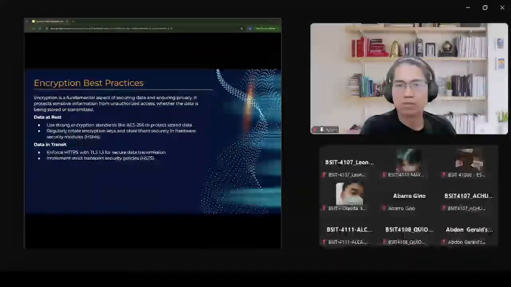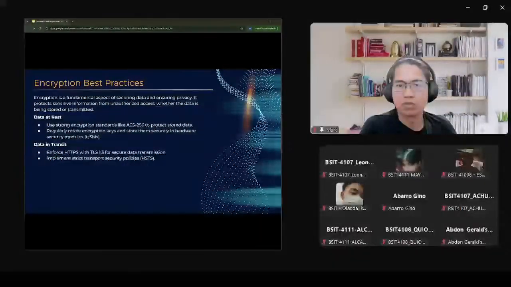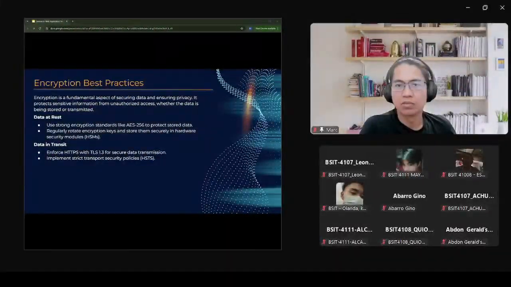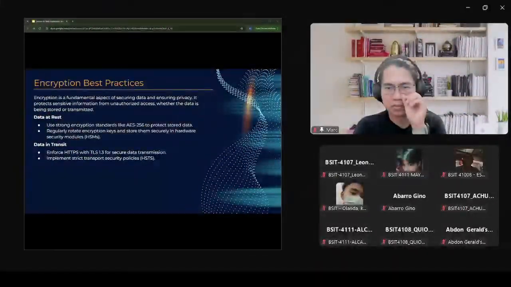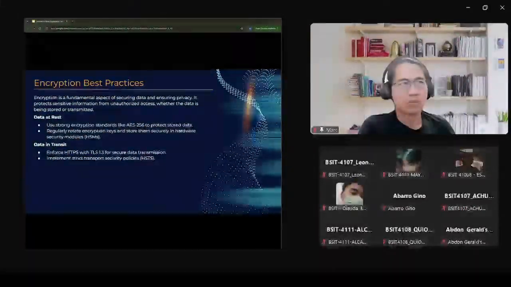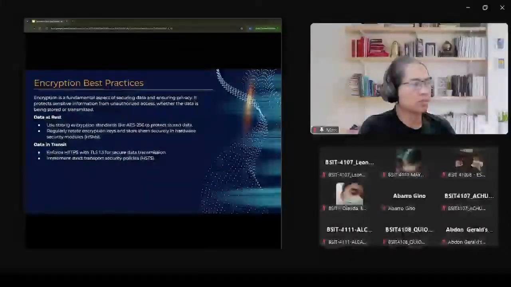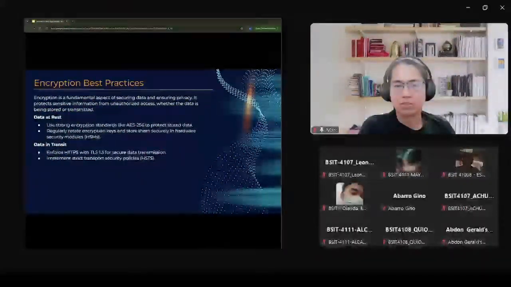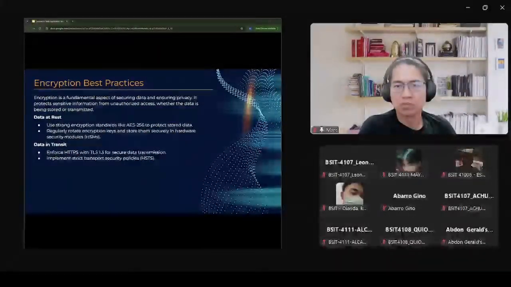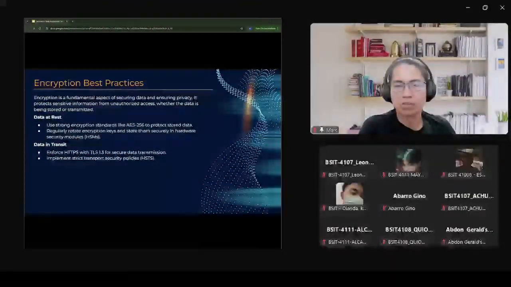Encryption keys should be rotated regularly to minimize the impact of a potential key compromise. Storing encryption keys securely is just as important as the encryption algorithm itself. Use hardware security modules, or HSMs, to store encryption keys securely. HSMs are physical devices designed to manage and store keys in a way that is resistant to tampering and unauthorized access.